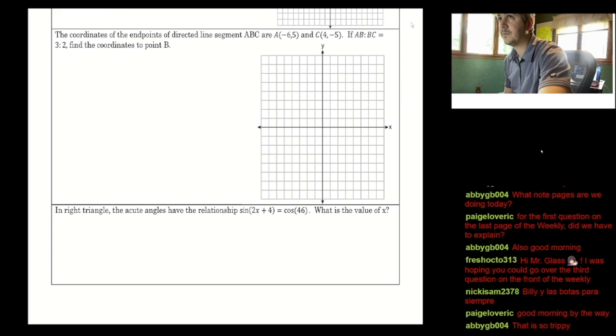No, you do not need to explain. It just says, in a right triangle, the acute angles have the relationship. What is the value of x? No explanation needed. It does not say explain. So, just find the value of x and just show your work, and you'll be good.